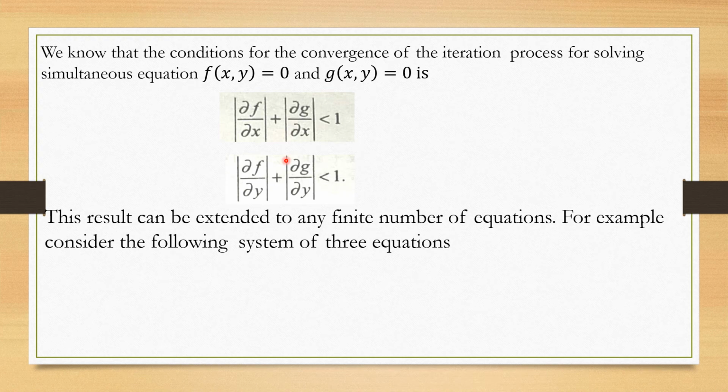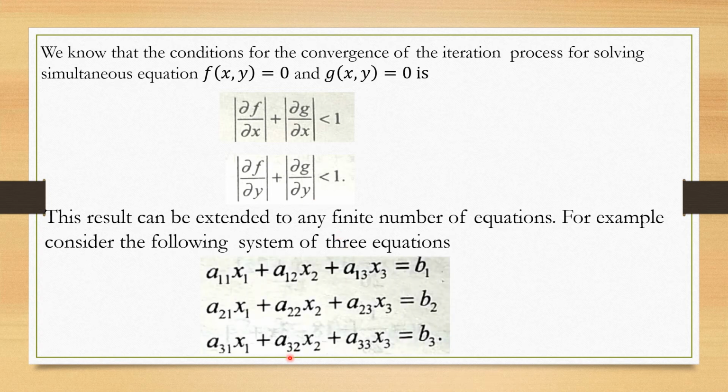And this result can be extended to any finite number of equations. If here we have only two equations, therefore we have these two relations because these two equations involve only two variables x and y. If you have three equations with three unknowns, then you will have three relations.